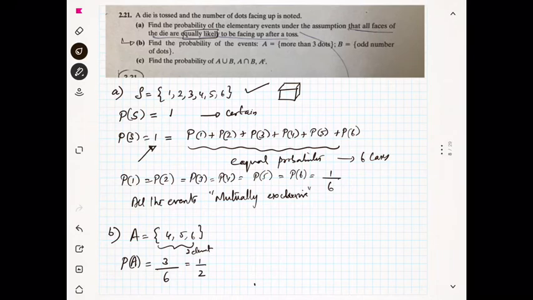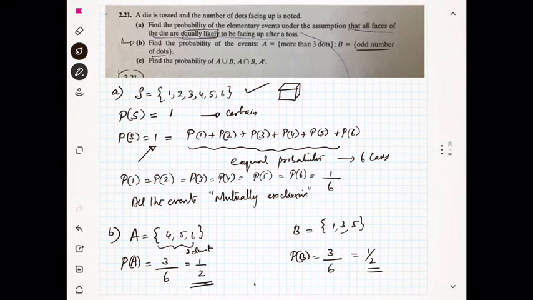Then what will be regarding the B? How many odd number of dots? You can see B is the odd number of dots. So what are the odd numbers? Odd numbers can be 1, 3, 5. So 3 elements are there. So probability of B is 3 divided by how many elements are there in the sample space? There are 6 elements. So it is 1 over 2 again. Okay. So that's the part B.